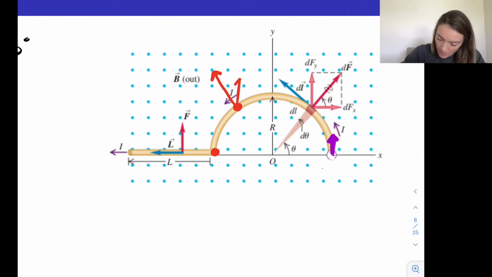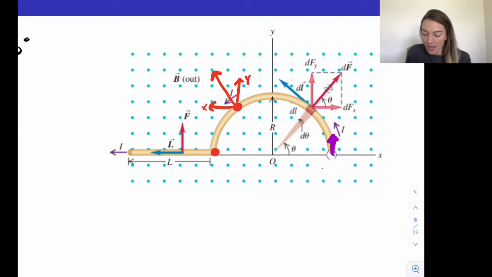So you can break it up into the y and x components again, and now you're going to see that for every point along your wire loop, the x component is going to be canceled by the corresponding point on the other side. Just like when we did the electric field of a disc or a ring, where those x components were canceled by the corresponding one on the other side of the ring, the exact same thing is happening here.